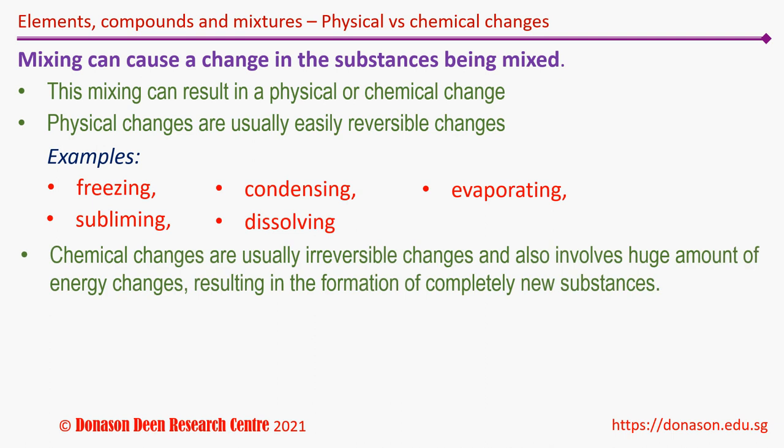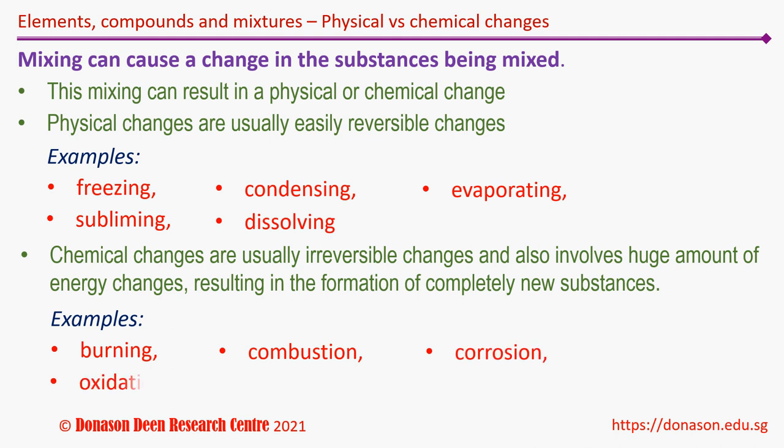It also involves a huge amount of energy changes, which results in the formation of completely new substances with totally different physical properties. Burning a piece of paper changes it into an ash, which cannot be reversed back into a paper. Burning or combustion is an example of a chemical change or an irreversible change. Other examples of chemical changes are corrosion of metals such as rusting, oxidation of sugar into carbon dioxide and water during respiration, or the electrolytic splitting of water into hydrogen and oxygen gas.